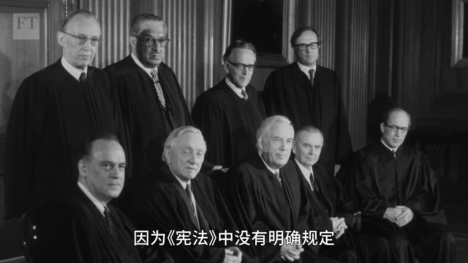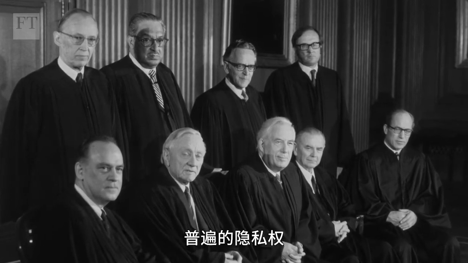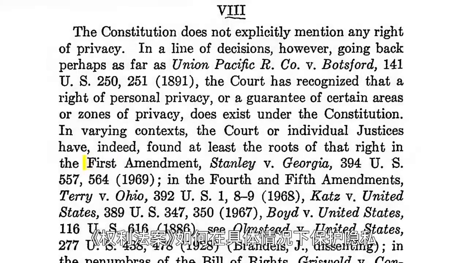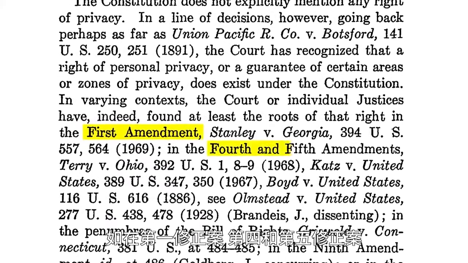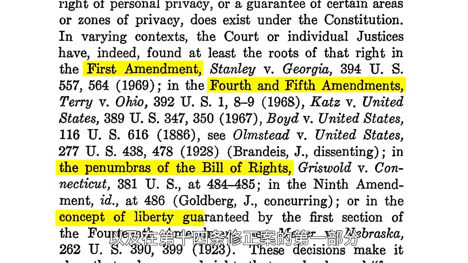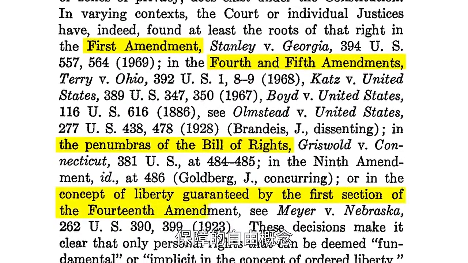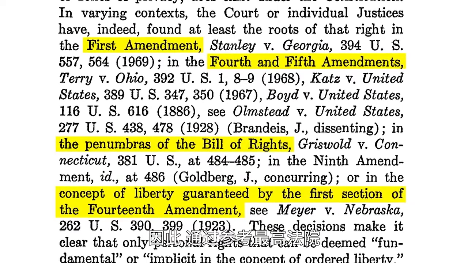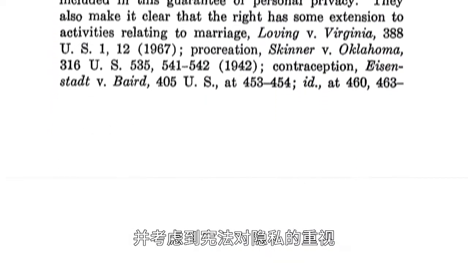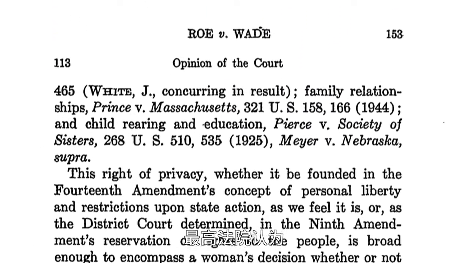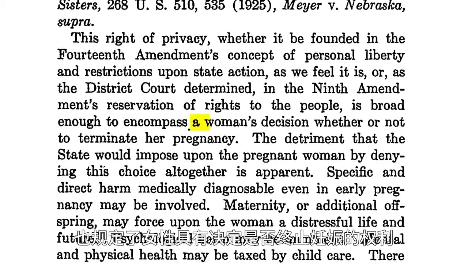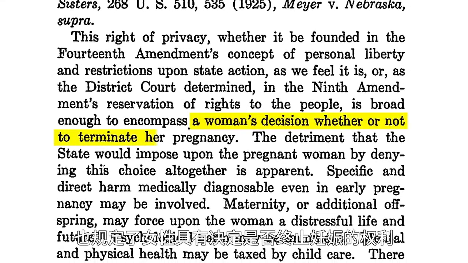As there was not a general right to privacy explicitly set out in the Constitution, the court had regard to how the Bill of Rights protected privacy in specific instances. The First Amendment, the Fourth and Fifth Amendments, in the penumbras of the Bill of Rights, in the concept of liberty guaranteed by the first section of the 14th Amendment. And so by relying on previous Supreme Court decisions that had protected privacy rights, and having regard to how the Constitution valued privacy generally, the court posited that there was both a constitutional right to privacy in general and a constitutional right for a woman to decide whether or not to terminate her pregnancy.